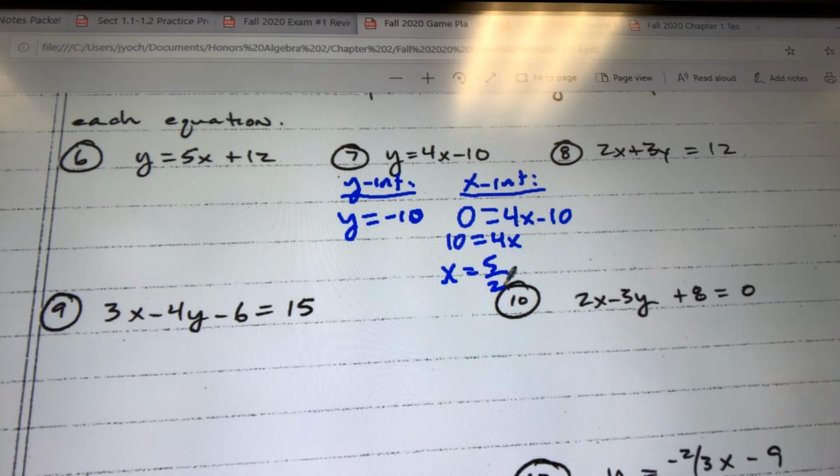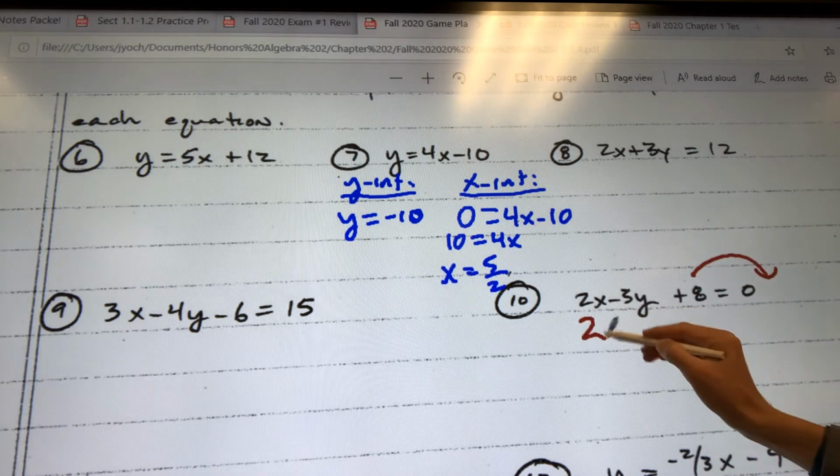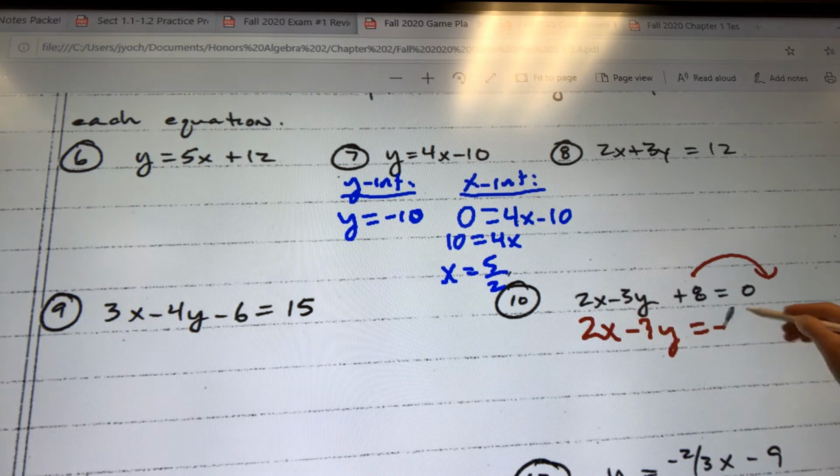All right, something like 10 here is almost in standard form. I'm going to move this over. So 2x minus 3y is a negative 8.